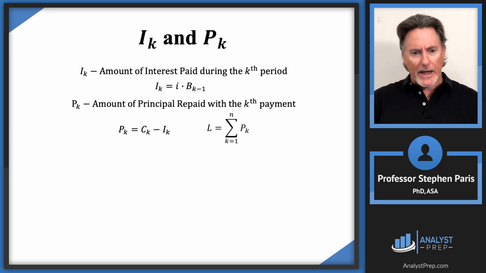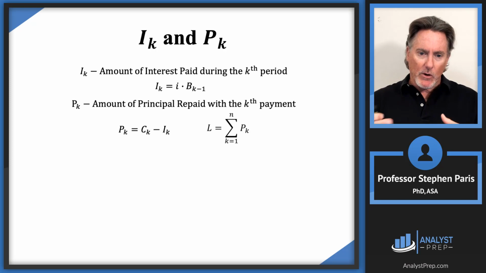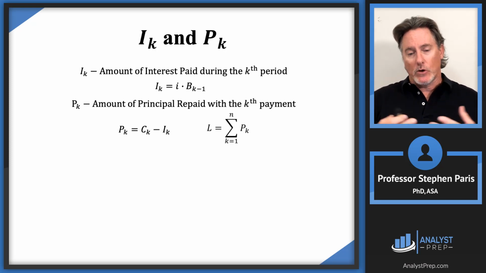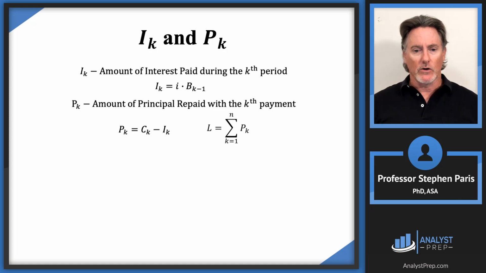And of course, if you add up the amount of principal that's being repaid in the first payment with the amount of principal that's being repaid in the second payment, and you continue that pattern with all of the payments, then you add up all the principal amounts that are being paid in each of the individual payments, and you get the total amount that was borrowed. You get the loan amount L.